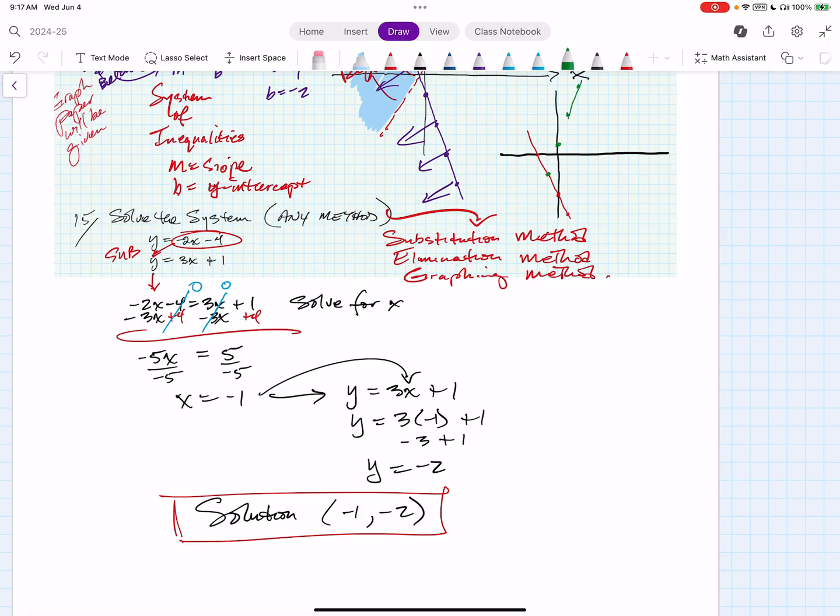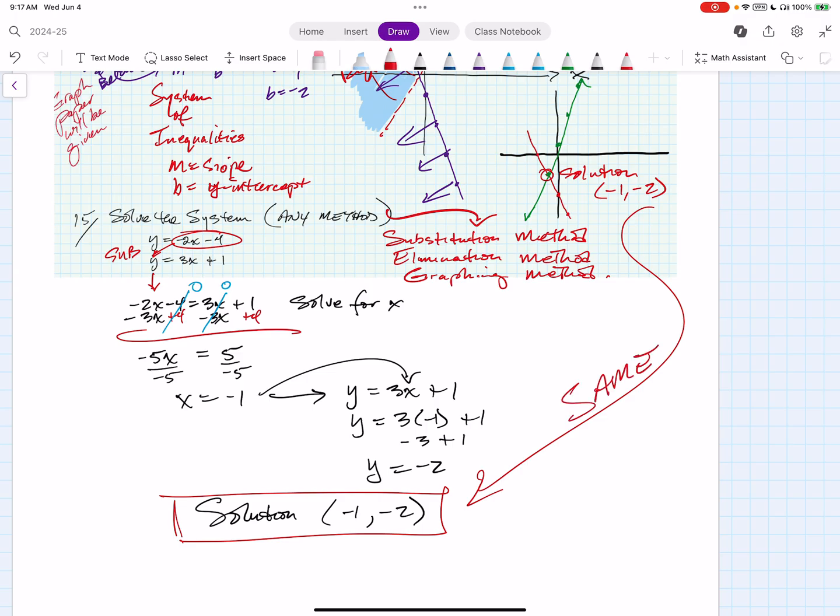So you draw that line, okay? And then your solution is where they intersect. It's right here. Solution. And it's at negative 1 comma negative 2. Left 1, down 2. And guess what? That is the same.